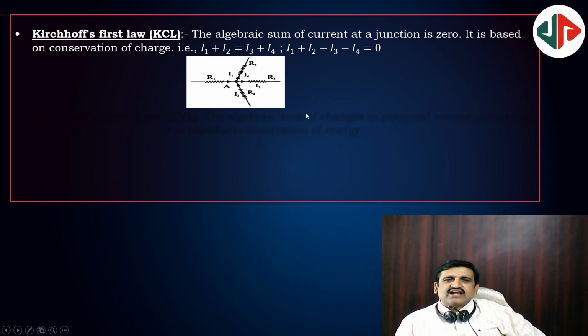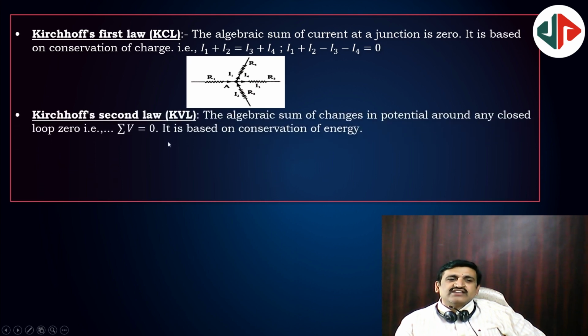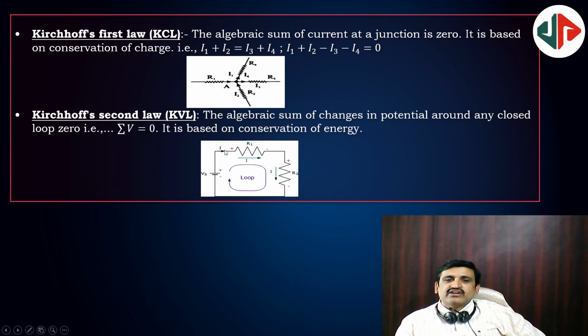Kirchhoff laws. Algebraic sum of currents at a given junction is 0. So currents coming in is equal to currents coming out. Inward current is taken positive, outward current taken negative. So this will come. And Kirchhoff's second law, KVL, algebraic sum of potential differences in a closed loop is 0. It is based on the conservation of energy. Law of conservation of energy is KVL. Law of conservation of charge is KCL. In this example, V is equal to IR1 plus IR2.